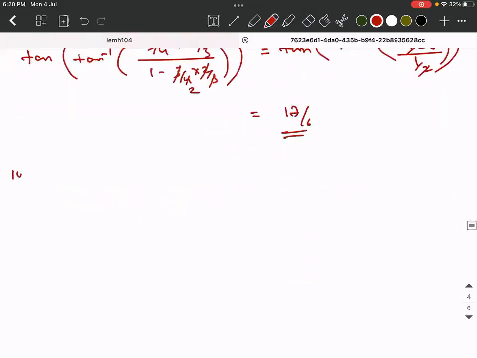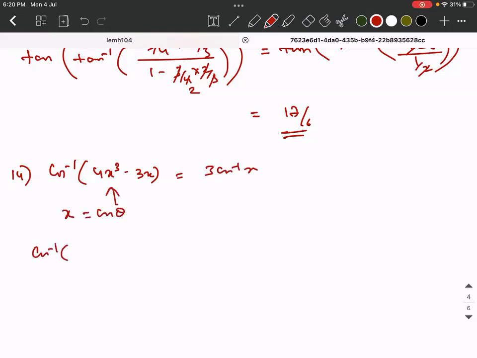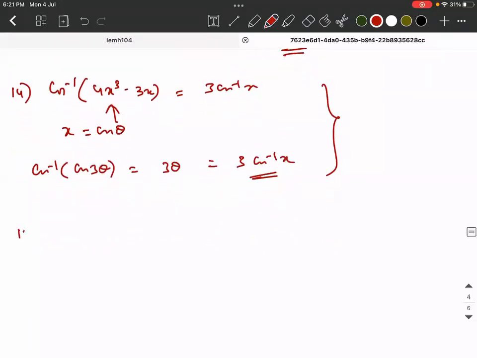So what is the 14th? This is simple, no? Put x is equal to cos theta here. So cos inverse of this will come out as cos 3 theta. You will have 3 theta, 3 times. That's it. So this is the 14th one.